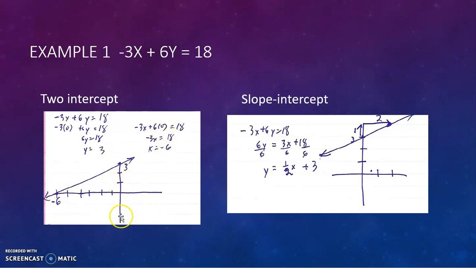So y was 0, so I do not go up or down from the center. But x is negative 6, so I do move 6 units left. Those are my 2 points, and then I connect them with a straight line. Boom, there's my graph.